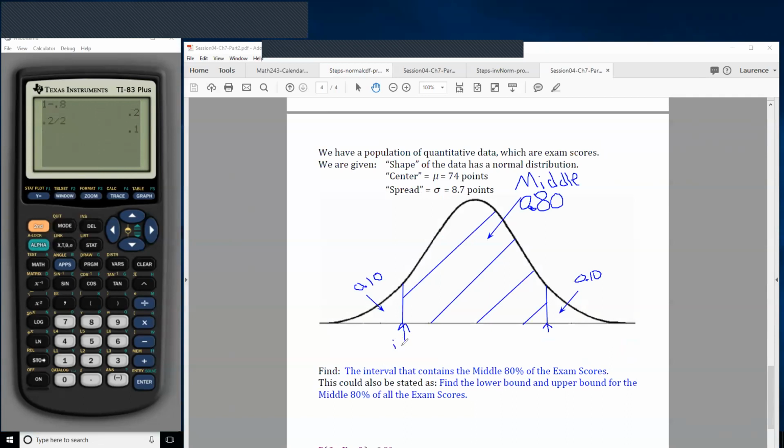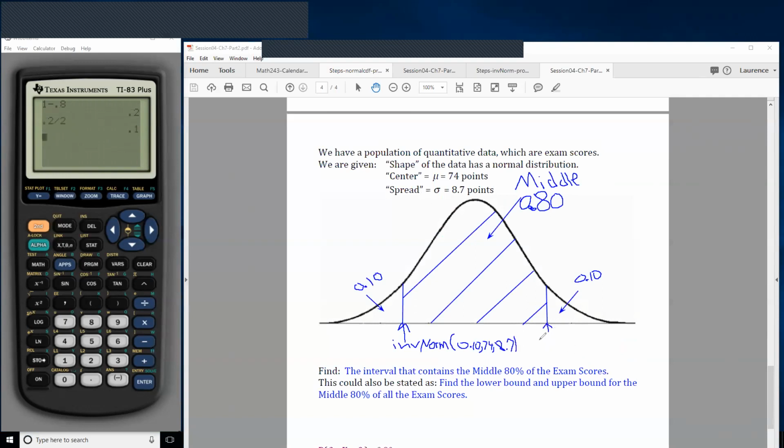So I've got inverse norm here. Now, I made my sketch so I would know what the area to the left is. So what's the area to the left here? My sketch tells me 10%. So it's 0.10. And I'll do a comma, 74, comma, 8.7. Not a very good looking 8.